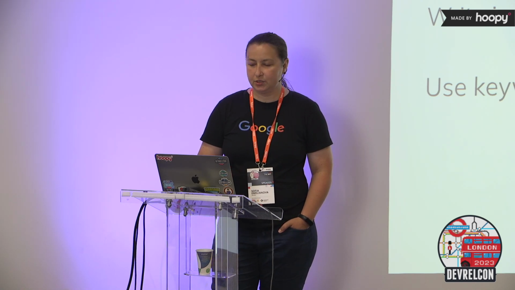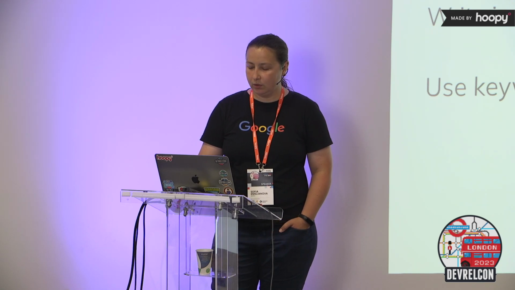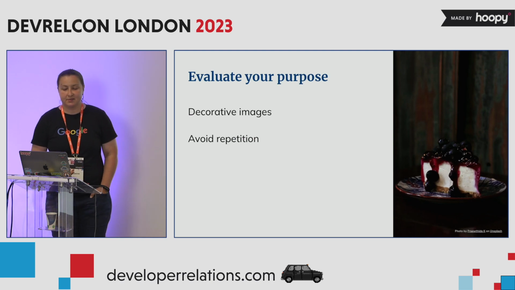Write your alt text and your image names in plain language. Read the copy aloud to yourself in the context, and make sure it flows with the screen reader. And use keywords sparingly. Keep in mind that not all images require alt text. If the image exists for decorative purposes and doesn't carry important information, then there's no need to add alt text. Image alt text shouldn't repeat text from the body paragraph as well.